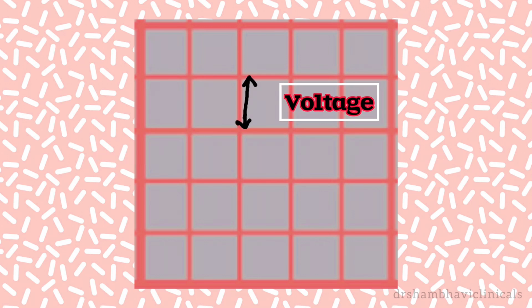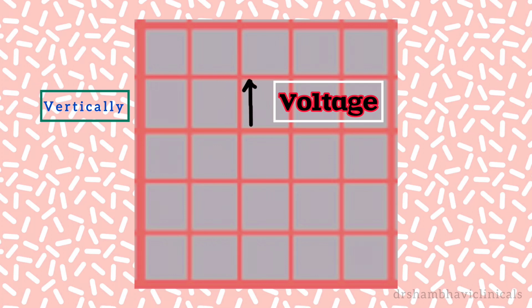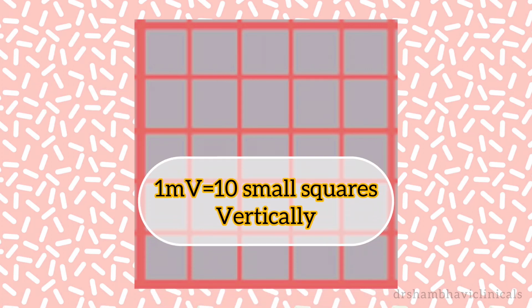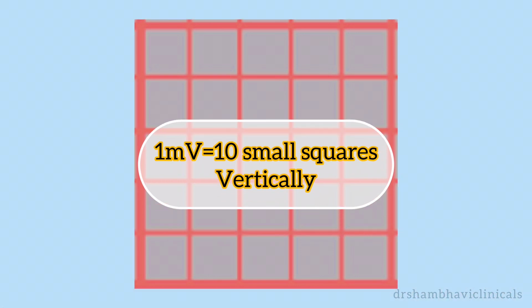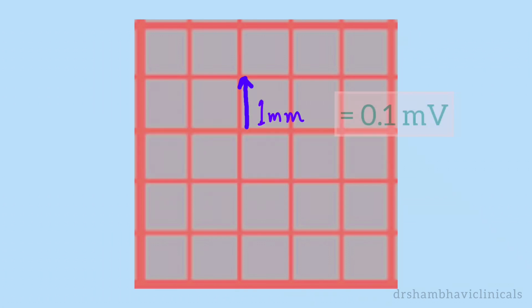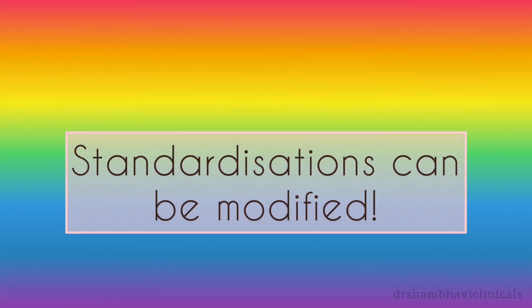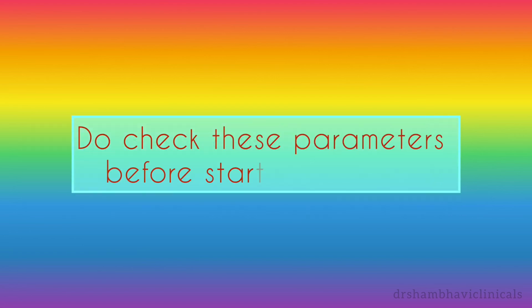Now let's see what this vertical line represents. Vertically, the ECG graph paper measures the voltage or amplitude. Usually the ECG machine is standardized so that 1 millivolt signal produces a deflection of 10 millimeter amplitude. So simply put, it means that 1 millimeter vertically is equal to 0.1 millivolt.